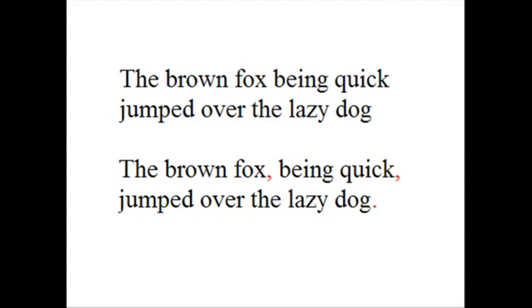The first sentence tells us that being quick is what the dog was doing. That being quick was an action by the dog. However, with the punctuation in place, the sentence's meaning changes considerably. Instead of being an action, quick is now a characteristic of the dog. Instead of the dog being quick in action, now being quick is a property of the dog.